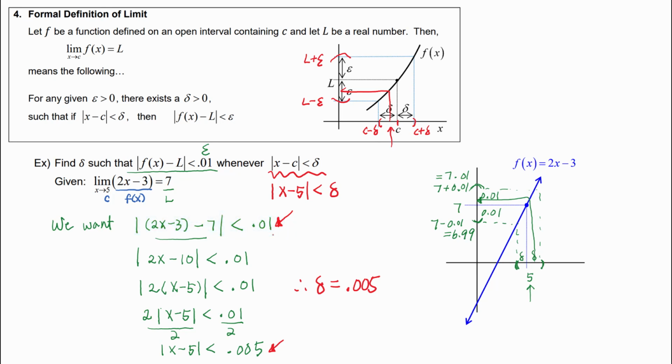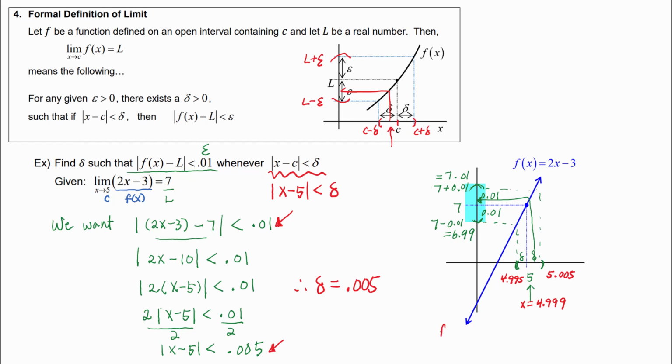Do you want to check? So for example, if delta was 0.005, this point will be 5 minus 0.005, which is 4.995, and this point right here is 5 plus 0.005, which would be 5.005. So choose any x in that interval. Let's say my x is 4.999. Then what would be my f of x? I have to make sure that the f of x value is in the interval 6.99 to 7.01.